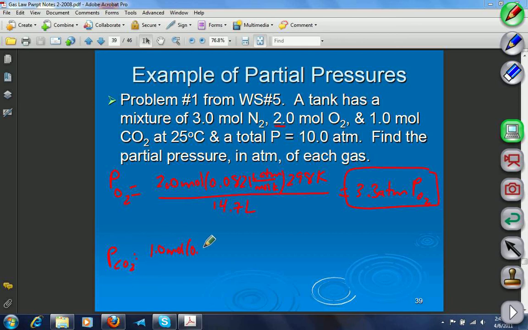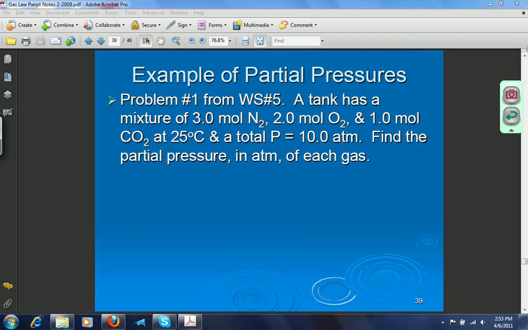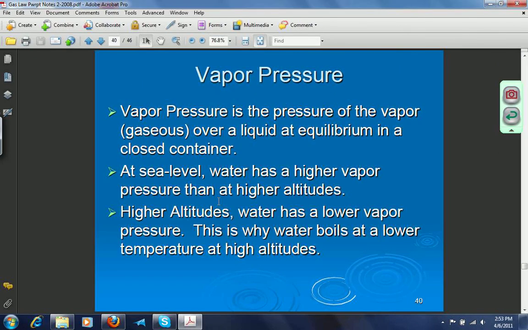So we find the moles of CO2, it's 1, so we have 1 mole times 0.0821 liters atmospheres per mole kelvin, times 298 K again, all divided by 14.7. So the only thing that's changed in each one of these was the number of moles. And the answer to this one is 1.7 atmospheres. Ta-da! There we are. A beautiful thing.